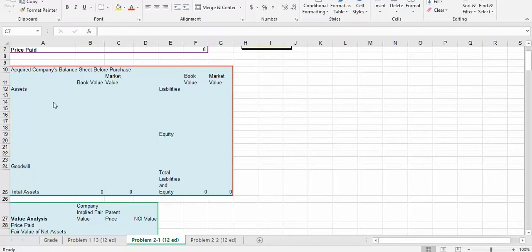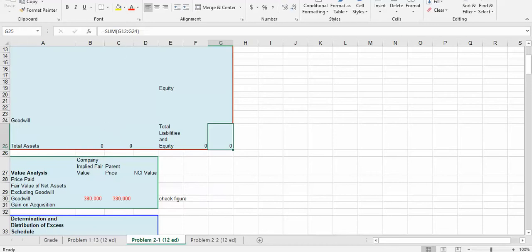So this schedule here is just the balance sheet. It's the book value, the market value, and then in this corner here, I'll give you another check figure. It's 460,000. That is the net value when you take the market value of the assets minus the market value of the liabilities.